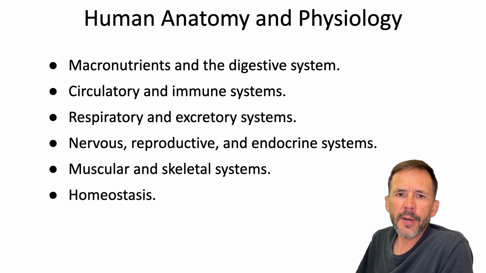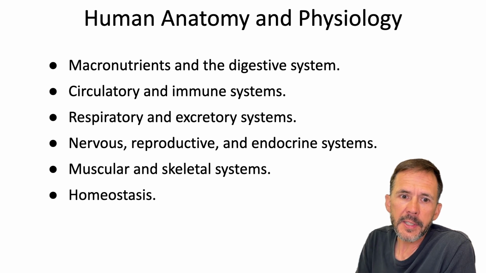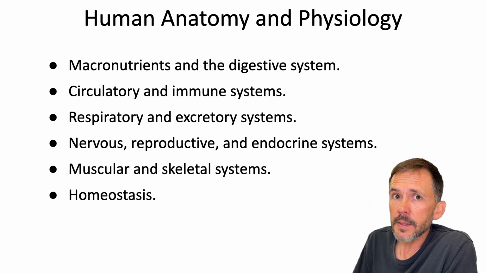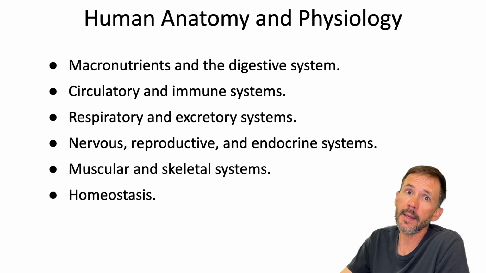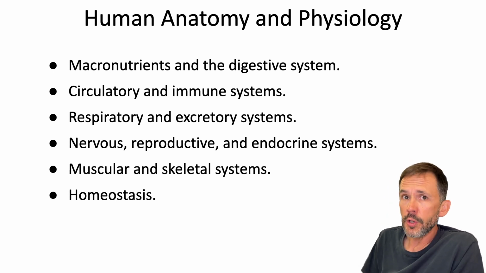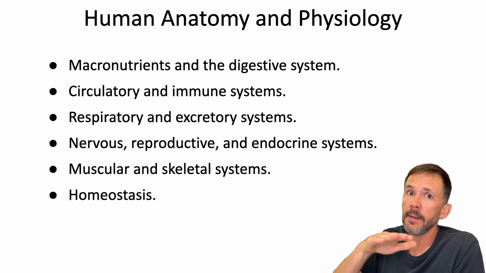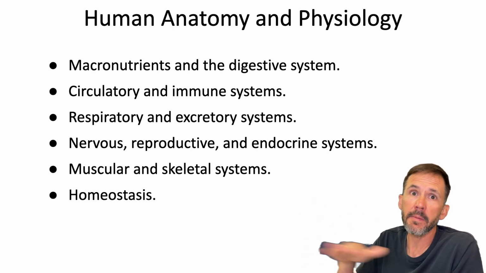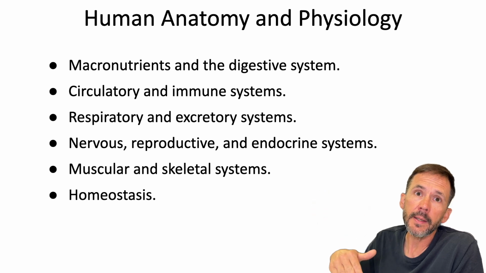The nervous, reproductive, and endocrine systems, right? The muscular and skeletal systems together, and then the broad concept of homeostasis. Homeostasis is this idea that generally cells, tissues, and the organism are in a favorable state. This is the assumption, that the organism is in a favorable state, and a deviation from this state needs to be corrected.